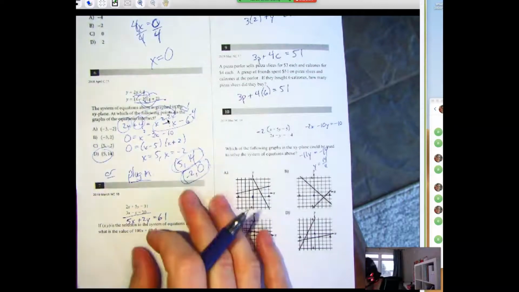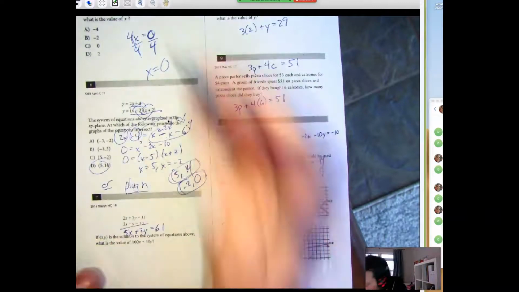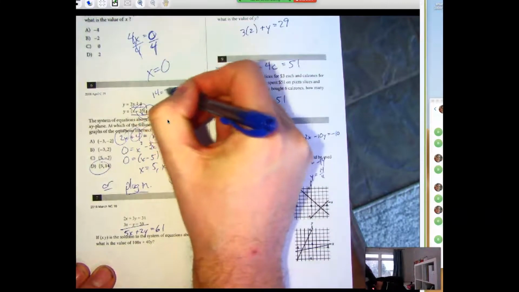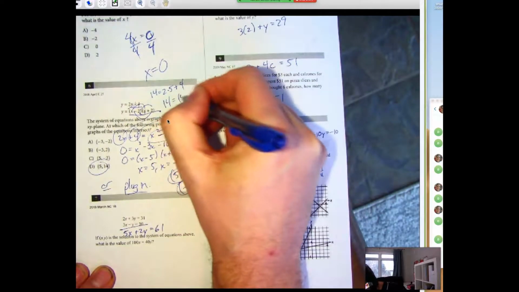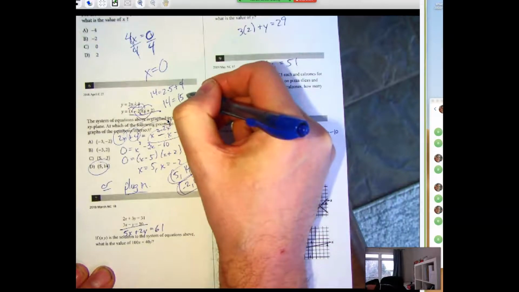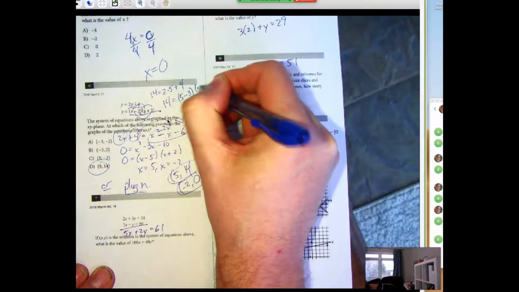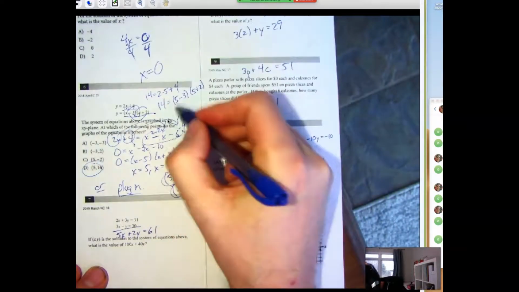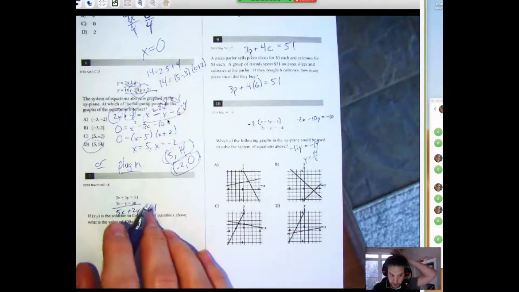The other way you could do this is plug in. So like if I plug in 5 and 14 to the top equation, it makes it true. And if I plug in 14 and 5 to the bottom equation, this would be 2 times 7, and that makes it true. So because plugging it in makes both the equations true, you can get there that way also.